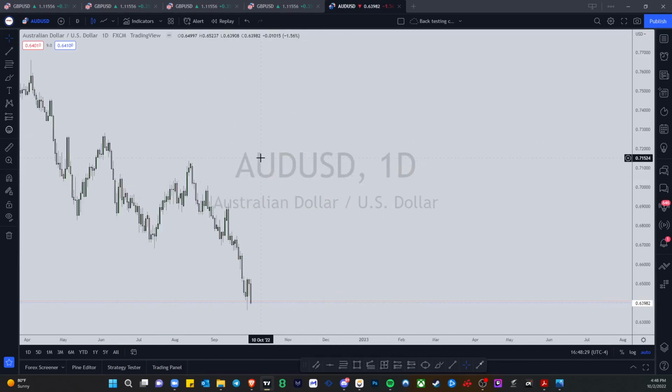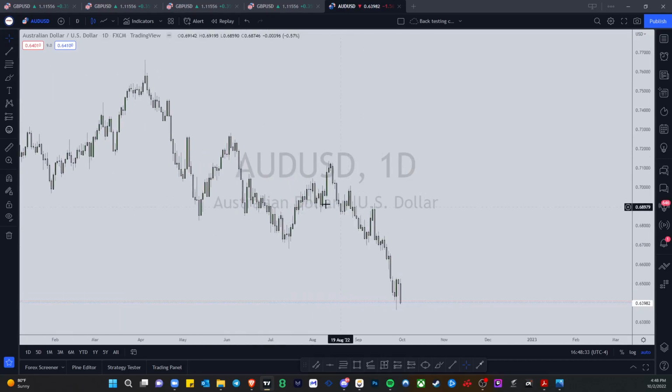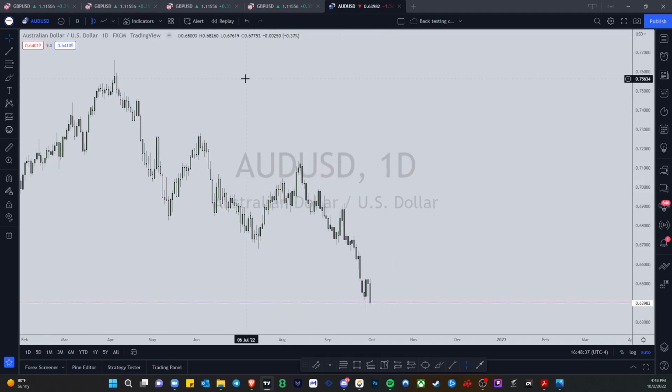Once we go down the line and get more familiar with TradingView, then you'll see all the tools you can use to actually trade.